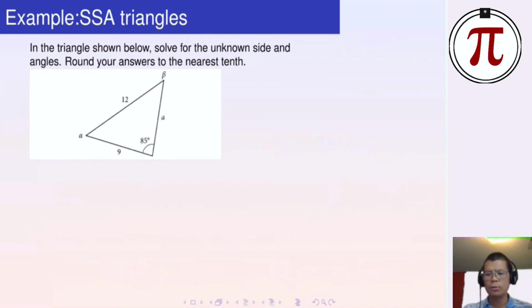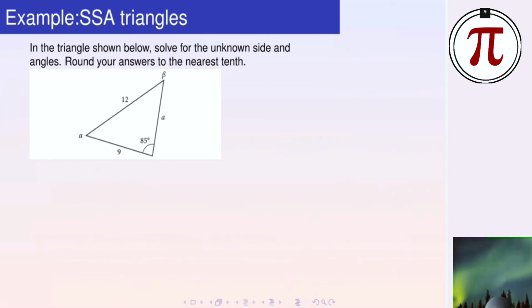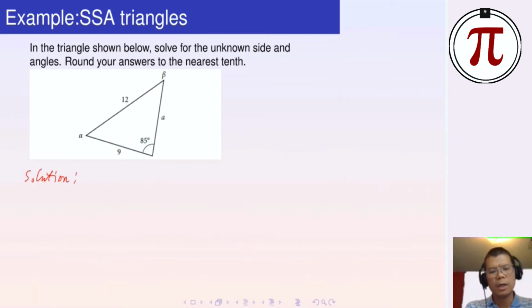Okay. So Zhongxu, can you read it for us, please? In the triangle shown below, solve the unknown sides and angles. Round your answers to the nearest tenth. Okay, very good, thank you. Okay, how can we solve for this one? Solution, right? Now, I know one angle and a side here, right? It's given here. Solve for the unknown sides and angles.